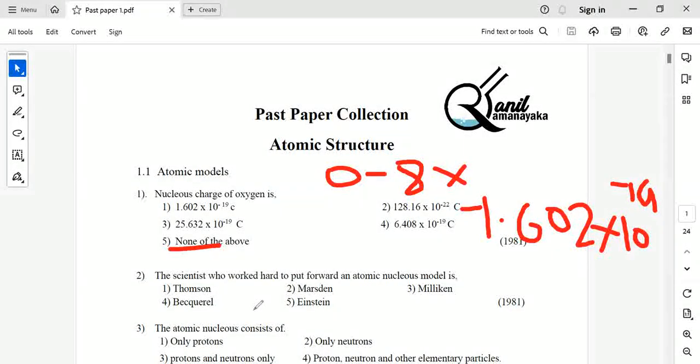Second one, atomic nucleus model. If you remember, we have discussed Rutherford's gold foil experiment. Rutherford conducted the experiment with the help of 2 students of his, Geiger and Marsden. Here, Rutherford is not in the answers. So Geiger and Marsden.